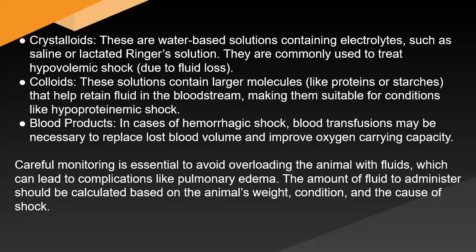Colloids: these solutions contain larger molecules like proteins or starches that help retain fluid in the bloodstream, making them suitable for conditions like hyperproteinemic shock. Blood products: in cases of hemorrhagic shock, blood transfusions may be necessary to replace lost blood volume and improve oxygen carrying capacity. Careful monitoring is essential to avoid overloading the animal with fluids, which can lead to complications like pulmonary edema. The amount of fluid to administer should be calculated based on the animal's weight, condition, and the cause of shock.